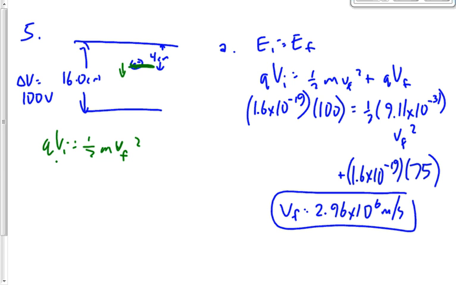B and C go exactly the same way, guys, except of course our initial and our final potential is a little bit different here. Finally, let's take a look at number 7 here.